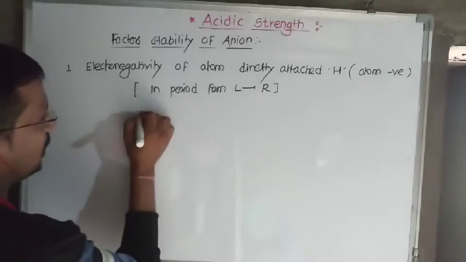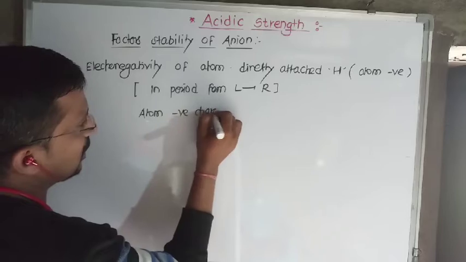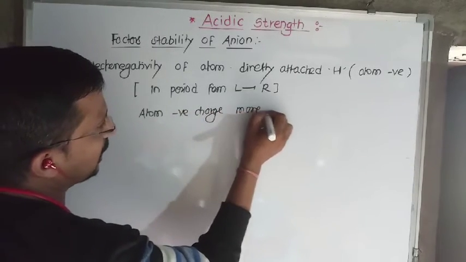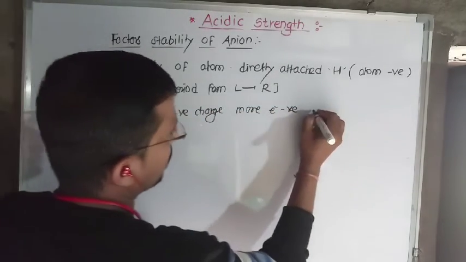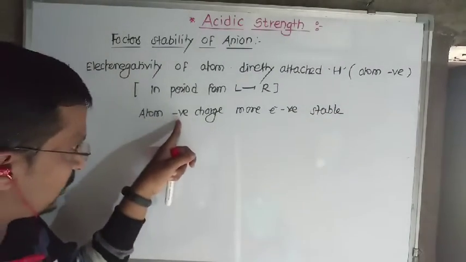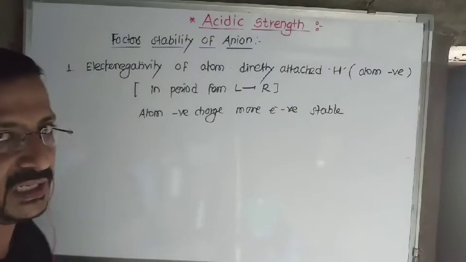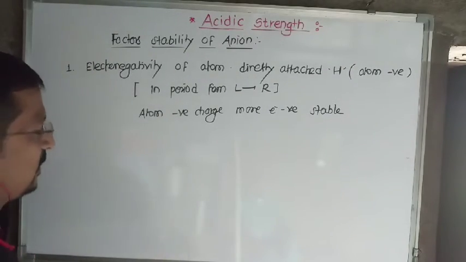If the atom that carries negative charge is more electronegative, then it will be more stable. Remember, if the atom carrying negative charge is more electronegative, then that anion will be more stable. So just consider one example.